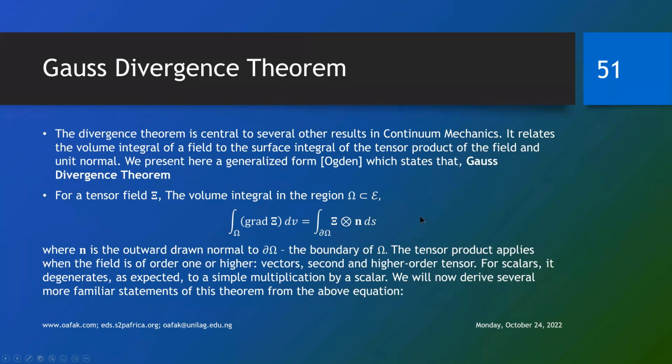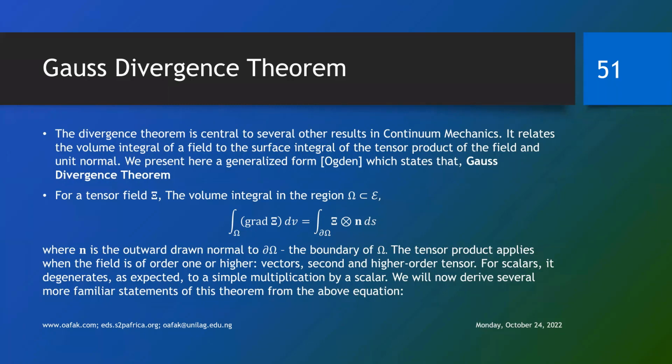So what we are going to do, instead of proving Gauss theorem, there are simple proofs actually. I saw one in a continuum mechanics book some time ago, but I don't want to divert our attention. Let us just understand it, know how to get from one statement of it to another and how to apply it. And then after we have convinced ourselves that the theorem is true. The set of tensor product applies when the field is of order 1 or higher.